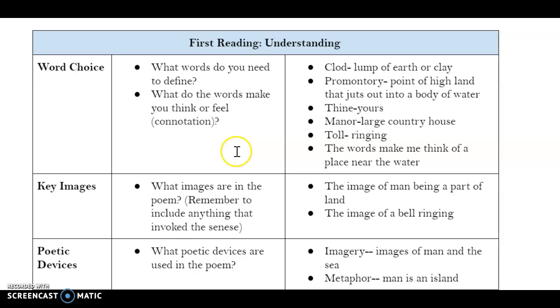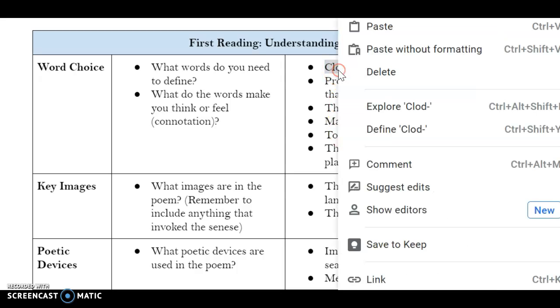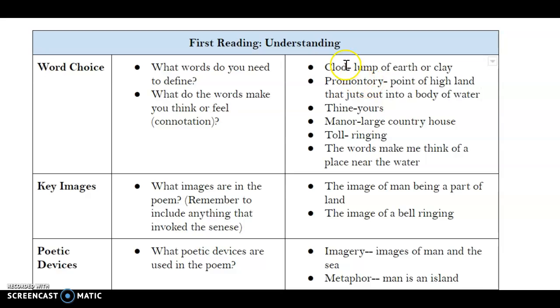Okay, so first is word choice. I'm going to go through the poem and find any words I don't know. There are a few in that one that I was like, I don't know. And I'm going to define them. So first I'd put it here in my bullet point. Don't forget when you do this, you can just right click and then click on define and it will pop up for you. Okay, so I know that clod is a lump of clay.